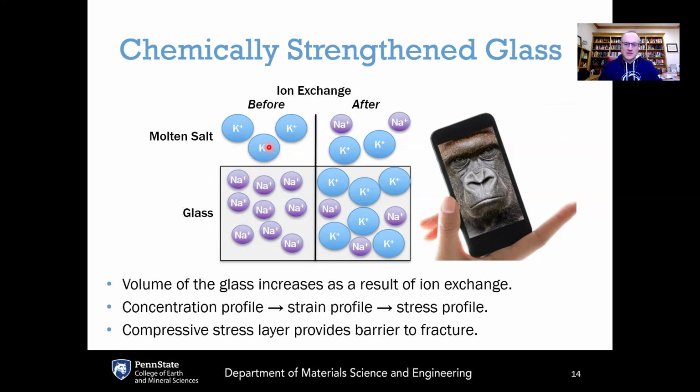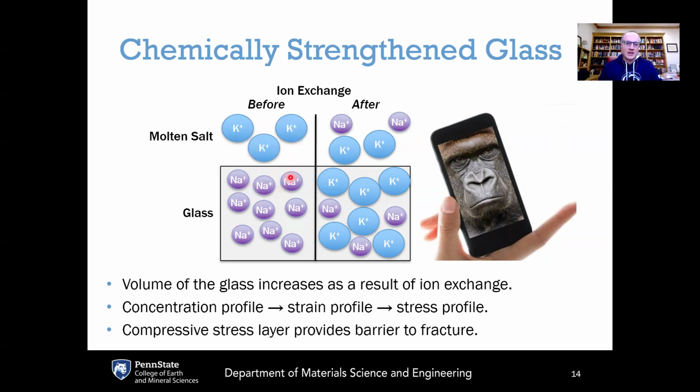They're both a +1 charge, but the cation in the molten salt is larger than the cation within the glass. And now what we have is a concentration gradient between the salt bath and the glass. So you've got a high concentration of potassium in the salt bath and a high concentration of sodium in the glass. And they are going to want to undergo an interdiffusion process where the sodium hops out of the glass and into the salt bath and gets replaced by potassium ions from the salt bath.